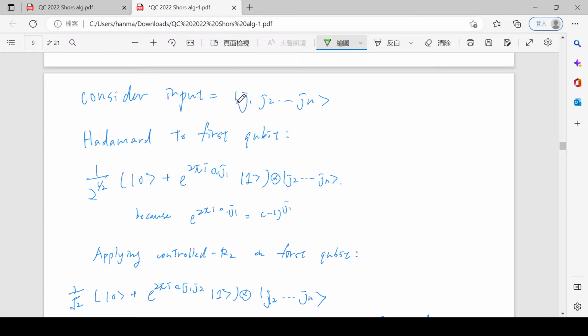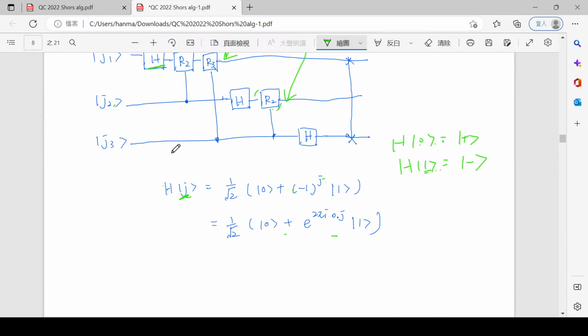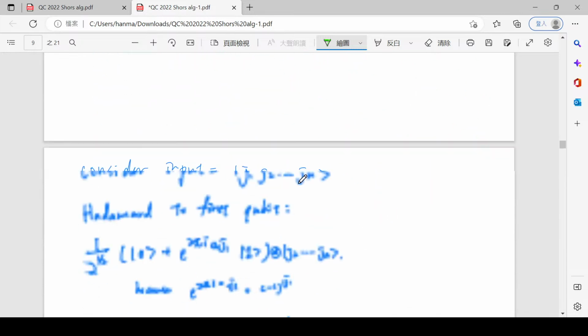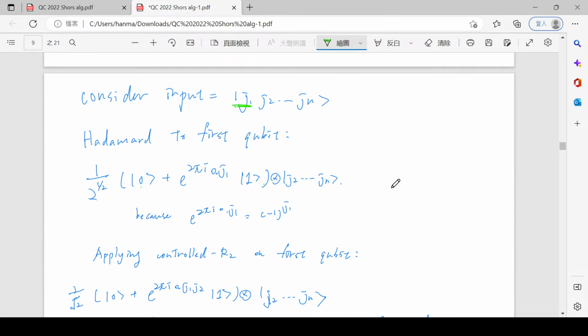So what happens if you have j1, j2 to jn? First you do a Hadamard on the first qubit, and as we said, that should turn this qubit into 1 over square root 2, |0> plus e to the 2 pi i 0.j1 |1>. It's exactly like our calculation here. And the other qubits are still j2 tensor to jn.